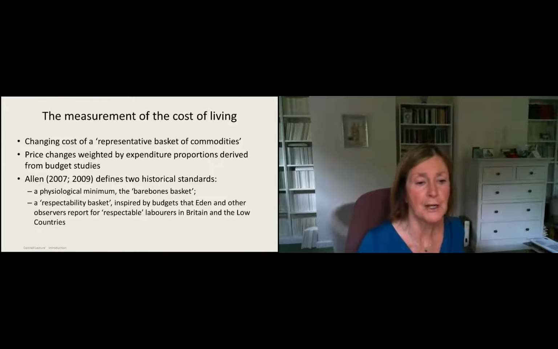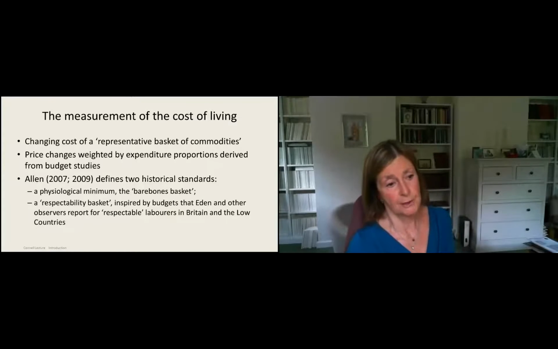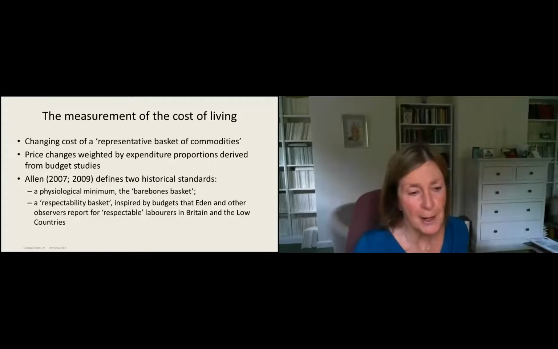And this was inspired by budget studies by Frederick Eden and other observers for respectable laborers in Britain and in the Low Countries in the 18th century.